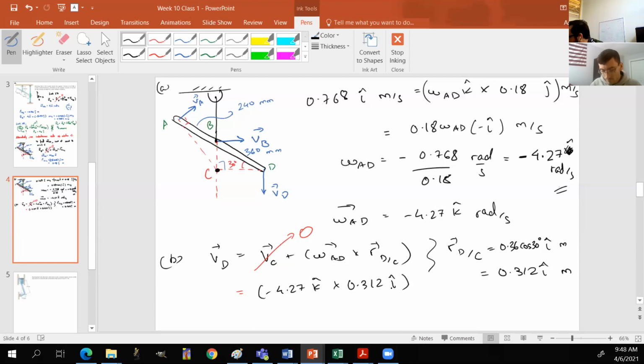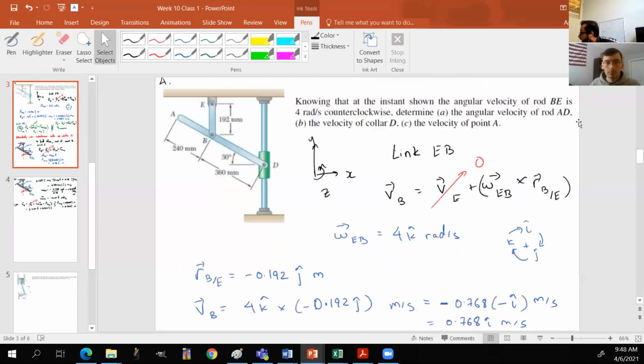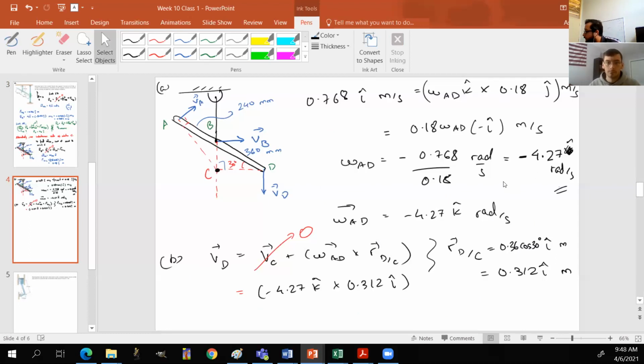Yeah. So wait, for A, is that what we were trying to do for A? Was find that? No, this is for D. Well, right, no, now I know, but we solved for part A. Was that really part A of this question? Yeah, part A was the angular velocity of AD, and that's what we found.